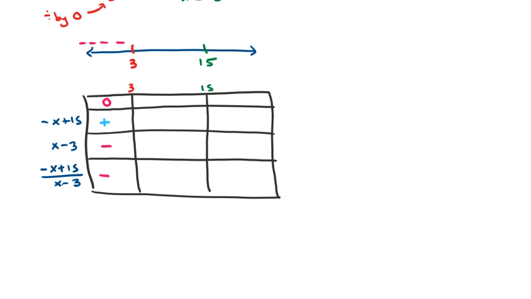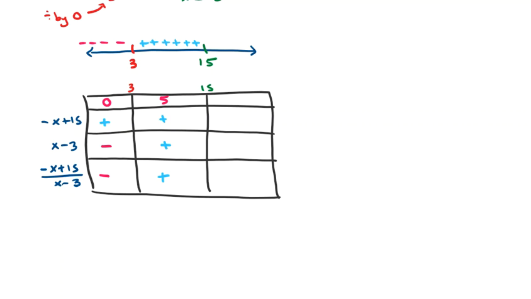Let's pick a value between 3 and 15. My mind is kind of heading towards 5, so I'll use 5. If we plug 5 into negative x plus 15, we get negative 5 plus 15, which is 10, which at the end of the day is a positive value. If we plug 5 into the factor x minus 3, we get positive 2, which again is a positive value. So in other words, if we plug 5 into the rational expression, we're taking a positive value and dividing it by a positive value, which of course we know gives us a positive value. So what that means is any value between 3 and 15 is going to make the rational expression positive.